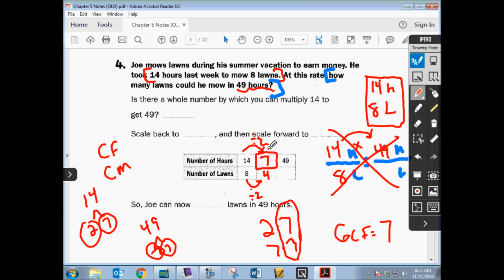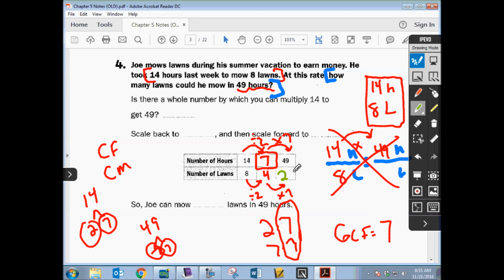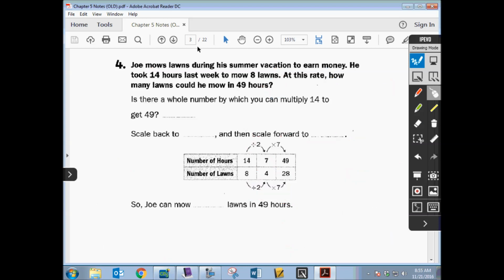So now, what are we doing to our number of hours? Times 7. What do we have to do to our number of lawns? So there's where we learn that it's going to be 28 lawns, right? And there we go. Everybody understanding scaling pretty well? It's not that hard, just kind of weird. Okay, but does everybody understand why we have to scale? Does everybody get that?